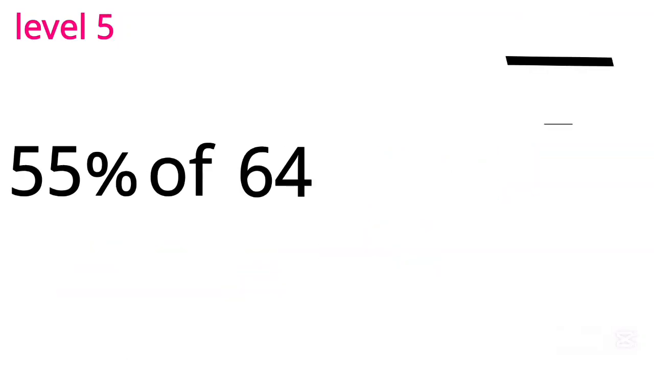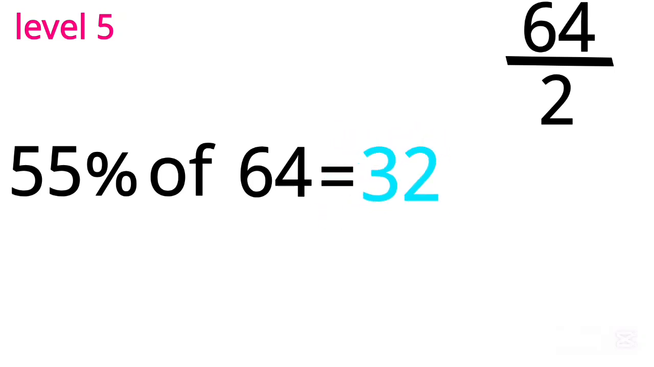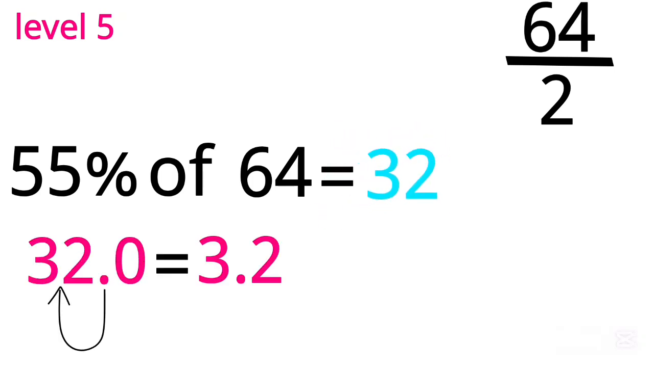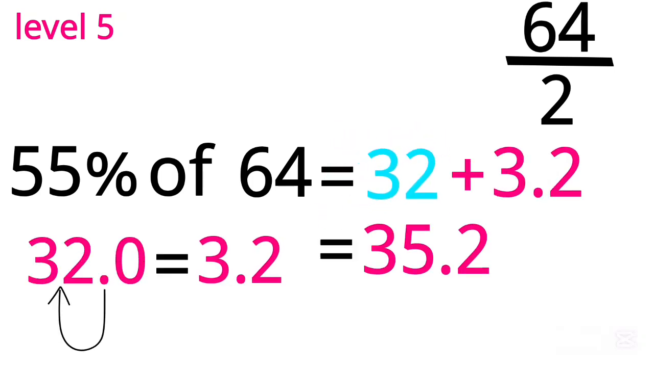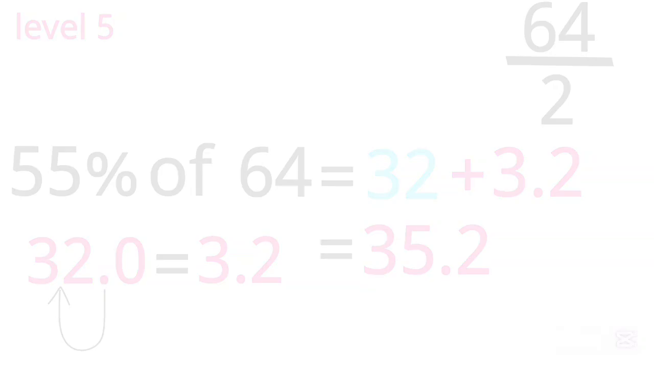One last sprint. 55% of 64. 50% first? That's 32. 5% is 3.2. Add them. 35.2. You're officially dangerous now.